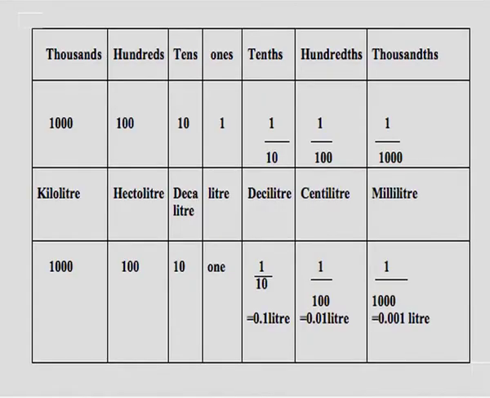The above 7 units can be shown on a decimal place value chart as follows. In the thousands place, 1000 liters; in the hundreds place, 100 liters; in the tens place, 10 liters; and in the ones place, 1 liter. Then comes tenths 0.1 liter, hundredths 0.01 liter, and in thousandths 0.001 liters.